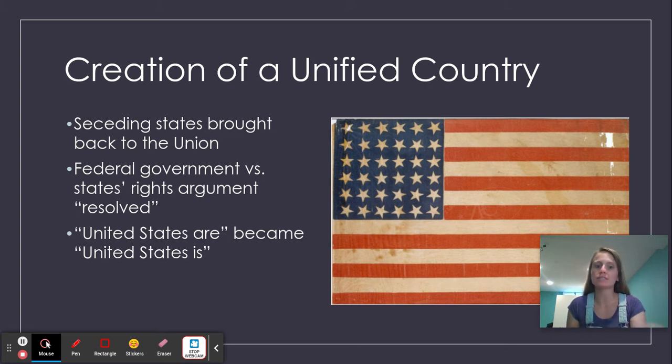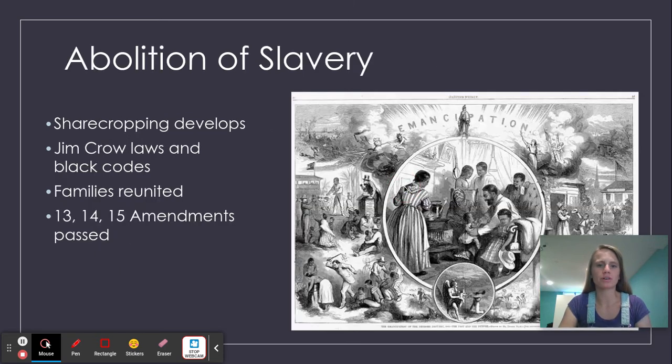And the North's ideology won out of the federal government being more powerful. And that's why today we say the United States is versus the United States are, because the North's ideology won out. I say resolved, because we still have some debate over that today as well. But for the most part, the federal government being more powerful was resolved.